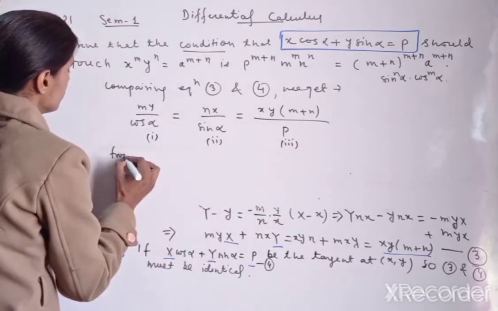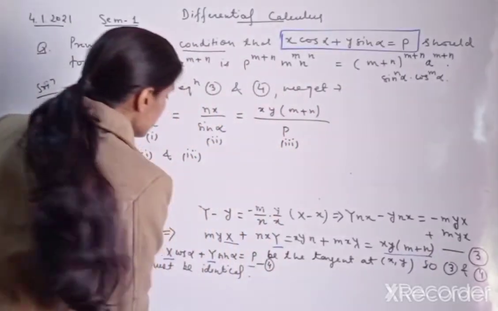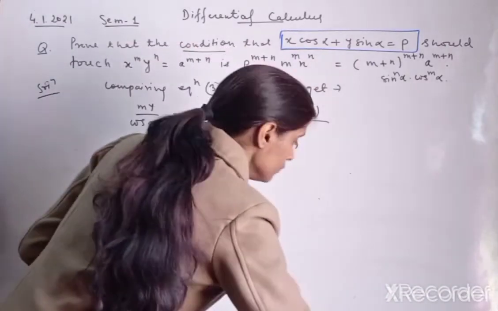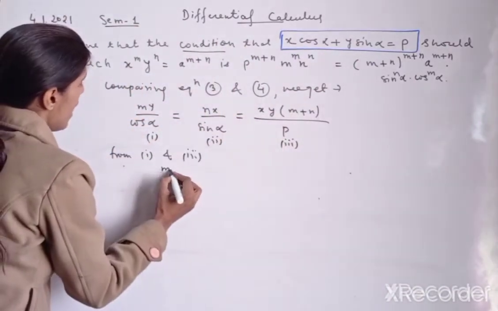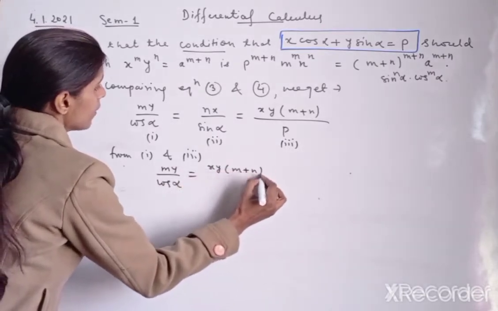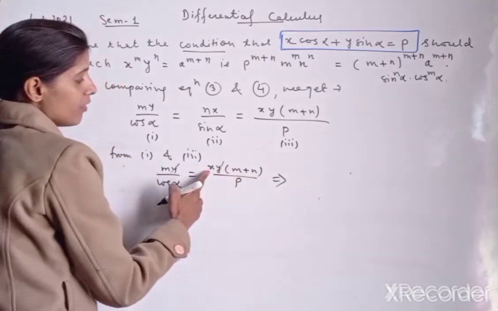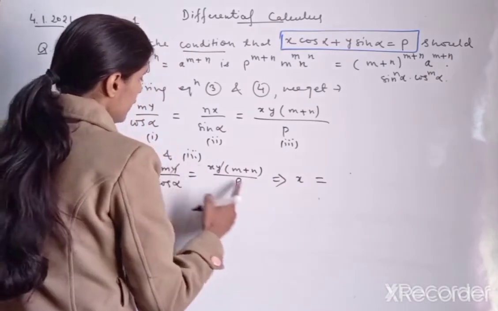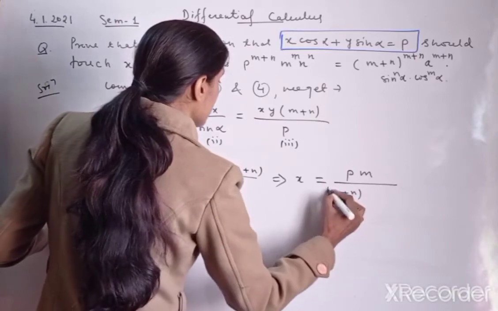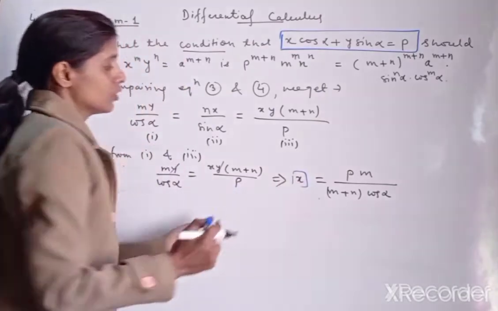Now from the first and third equations, find the value. So from first and third we have my by cos alpha equal to xy(m plus n) divided by p, and here the y and y get cancelled. So here we have the value of x. So x is pm divided by (m plus n) cos alpha. Okay, so here we have the value of x.